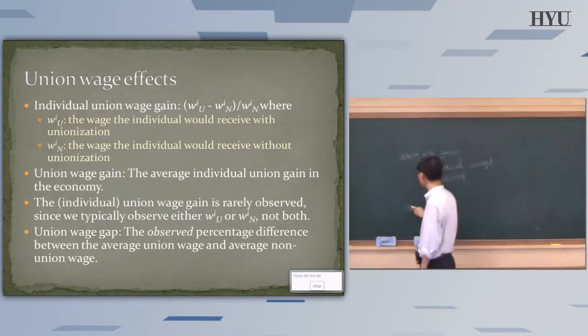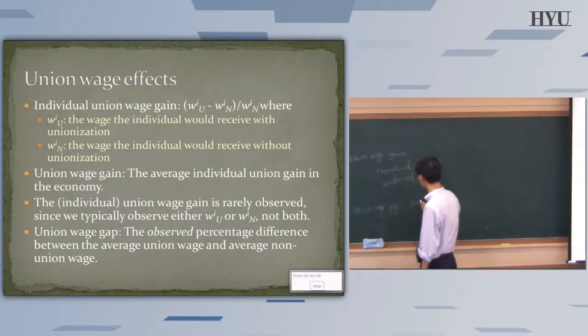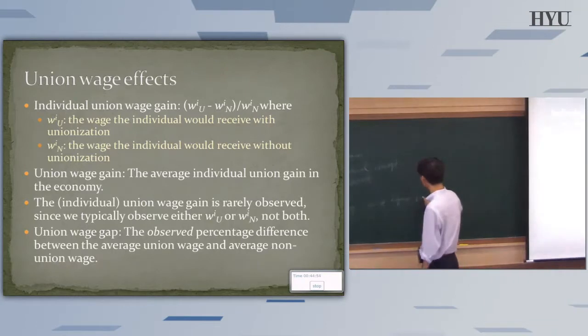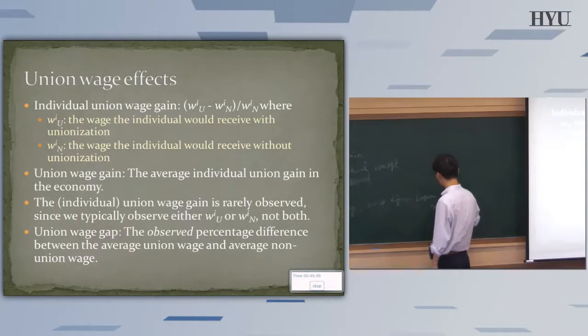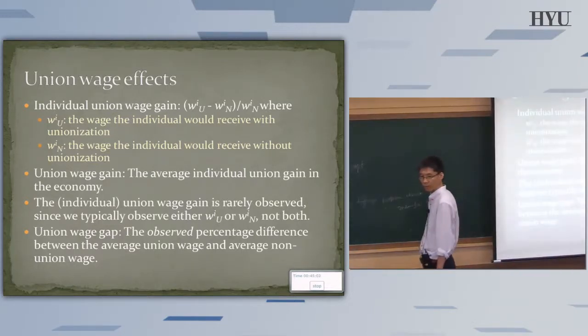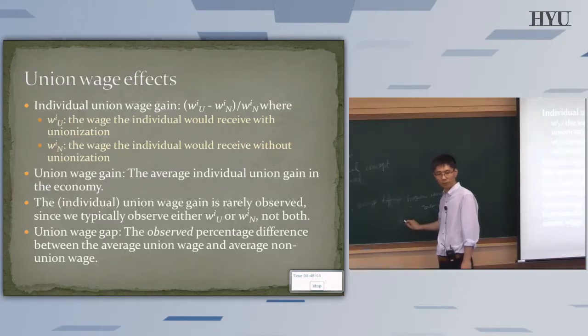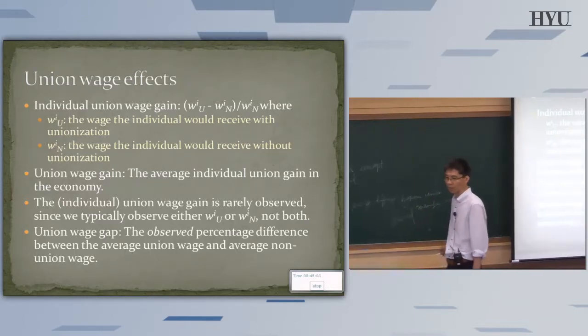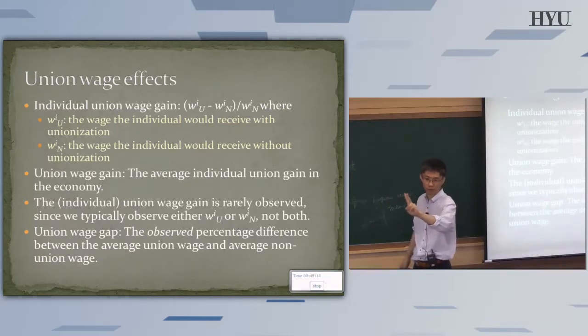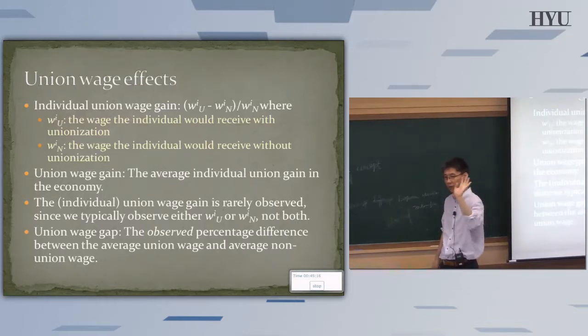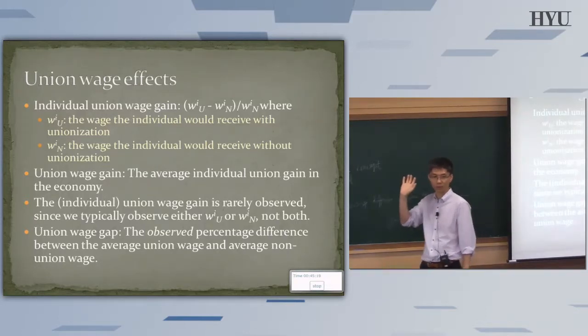Union wage gap is just, you can say, the average difference between union members and non-union members. Okay, an observed number. So if, let's say, in our economy there are only two companies, Hyundai Automobiles and Samsung Electronics. Hyundai Automobiles is unionized. Samsung Electronics is not unionized.